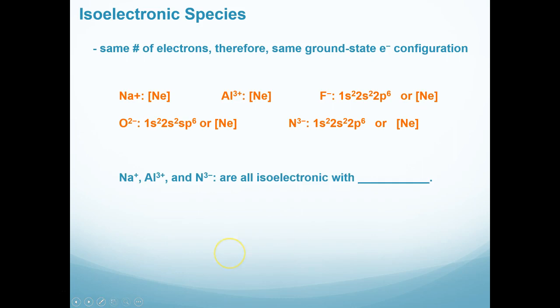Okay, so here's one other example. If we look at sodium plus, aluminum 3+, or nitride, all of these are going to be isoelectronic with neon. So all of them have the same electron configuration.